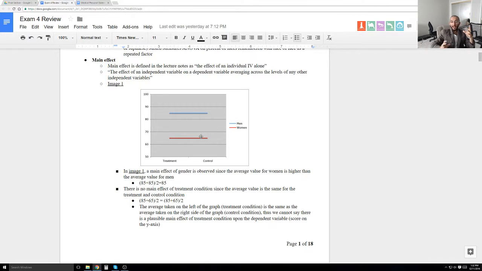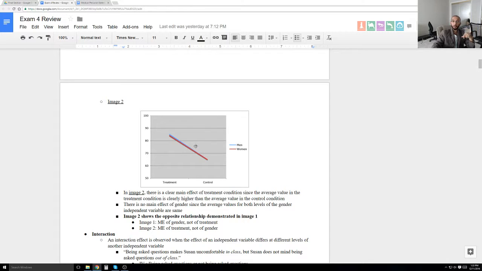But if we look at the average value for treatment or control, the average of 85 and 65 is the same as the average of 85 and 65 on both sides. What that means is that there's no real difference. So there's no plausible main effect of treatment condition upon the dependent variable, which is the score on the y-axis here.